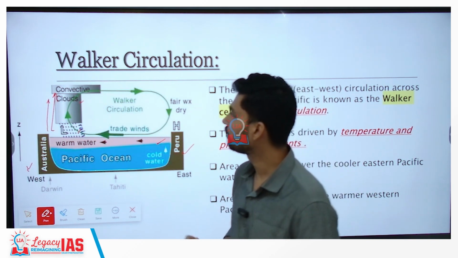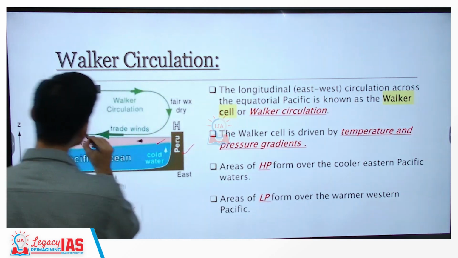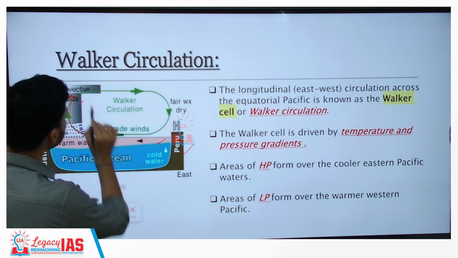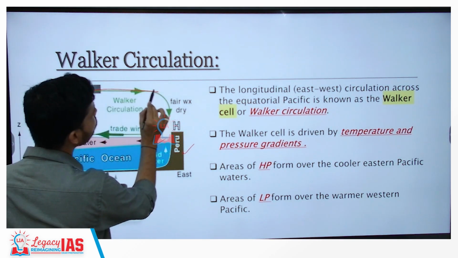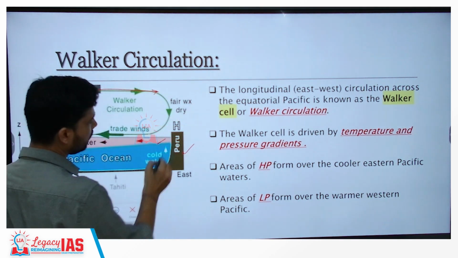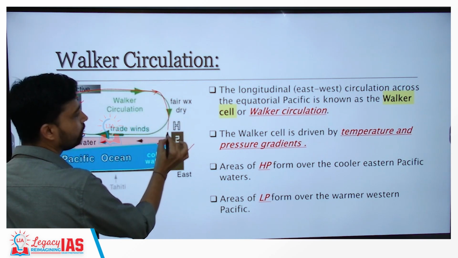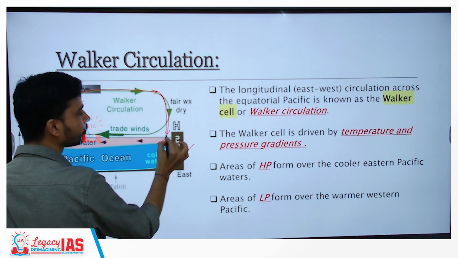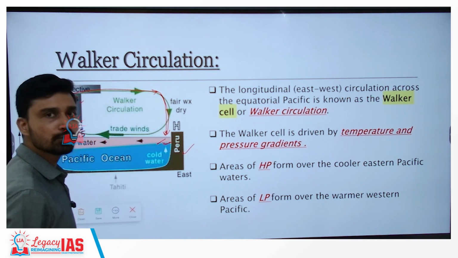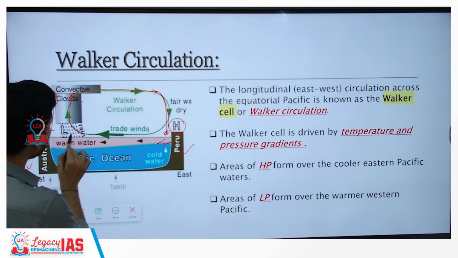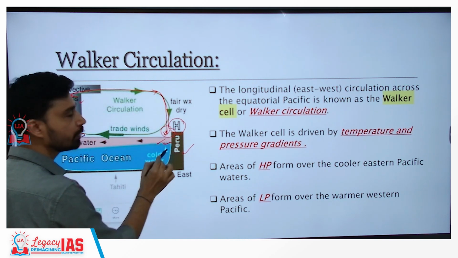Cloud formation further leads to heavy rainfall, and this kind of rainfall is what we refer to as convectional or convective rainfall. So the air is rising near Australia, and then the same air moves horizontally in the upper atmosphere. Here, since the temperature is low, the air becomes heavy and dense, and sinks toward the surface, creating a high pressure zone here. This means here we have low pressure on the surface, and here we have high pressure on the surface.